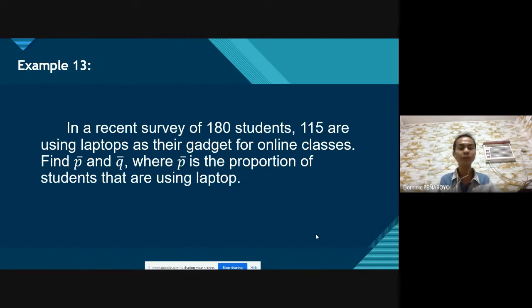So therefore, our P bar is 115 divided by 180. That would be 0.6388889, so approximately that is 0.64. So that is our P bar. Our P bar is approximately 0.64.